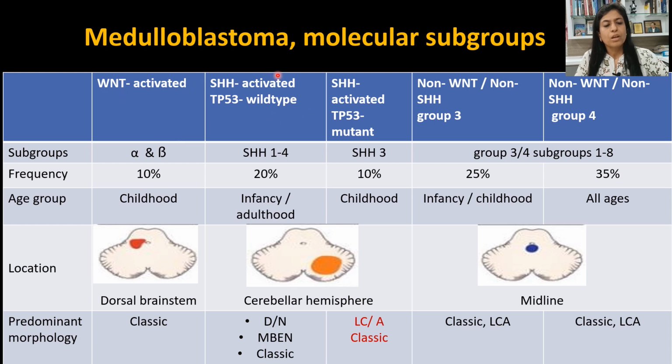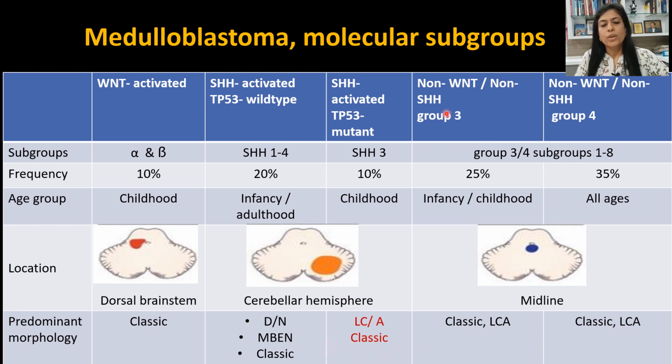And the next group is the SHH activated. It is a P53 wild type and the TP53 mutant. Now these are located in the peripheral part, that is the cerebellar hemisphere, and the predominant histopathology in the P53 wild type is desmoplastic nodular, and in the TP53 mutant, the large cell anaplastic is more common.